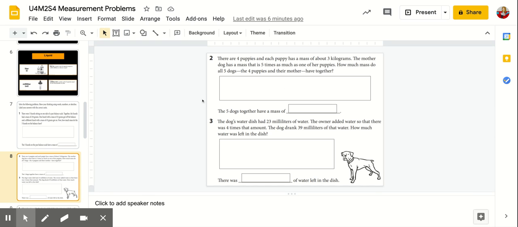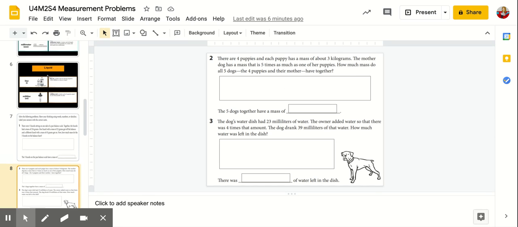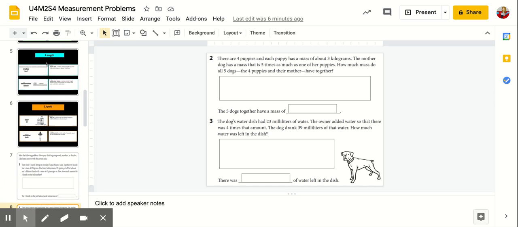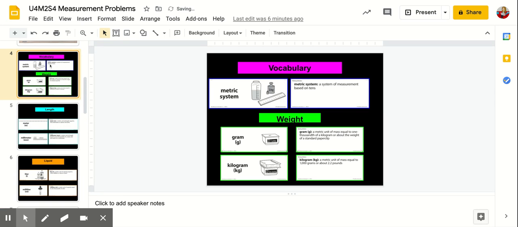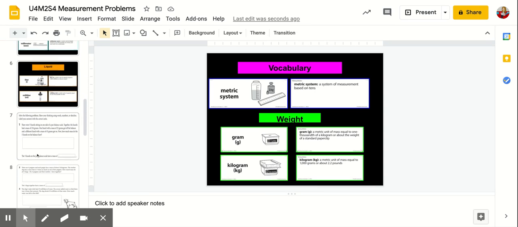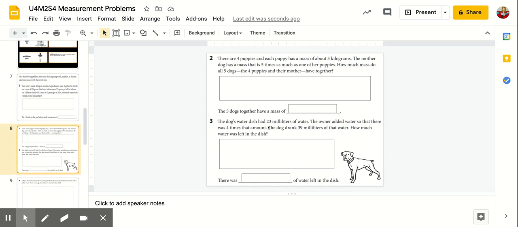Wow. So you really have to think about this. First of all, you probably want to know what a kilogram is. So go back up to your vocabulary. It's a measure of weight, and it's equal to 1,000 grams, or about 2.2 pounds. So that's just something to keep in the back of your head.